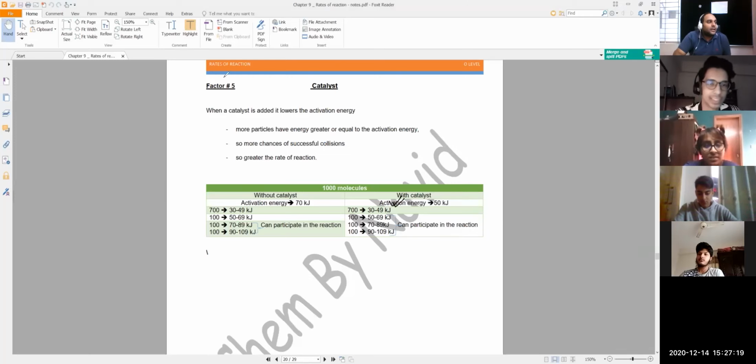Makes sense. So how does a catalyst work? So again, we have this example.